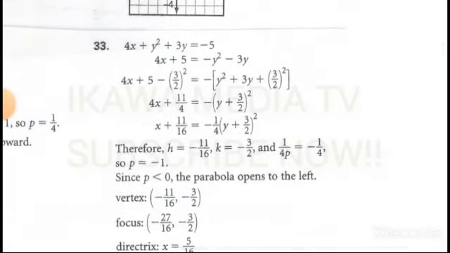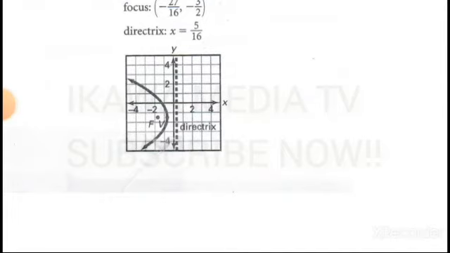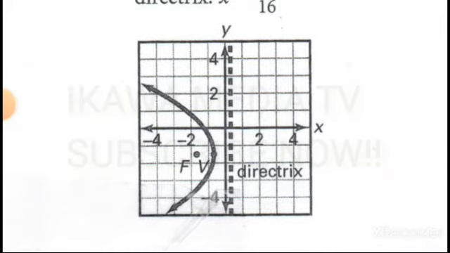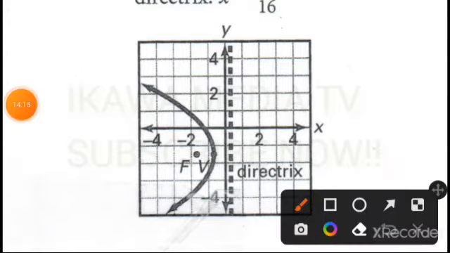So this is question 33. We had 4x plus y squared plus 3y equals negative 5. So we had to draw a graph resulting from the given equation. This is the graph which we were asked to draw.